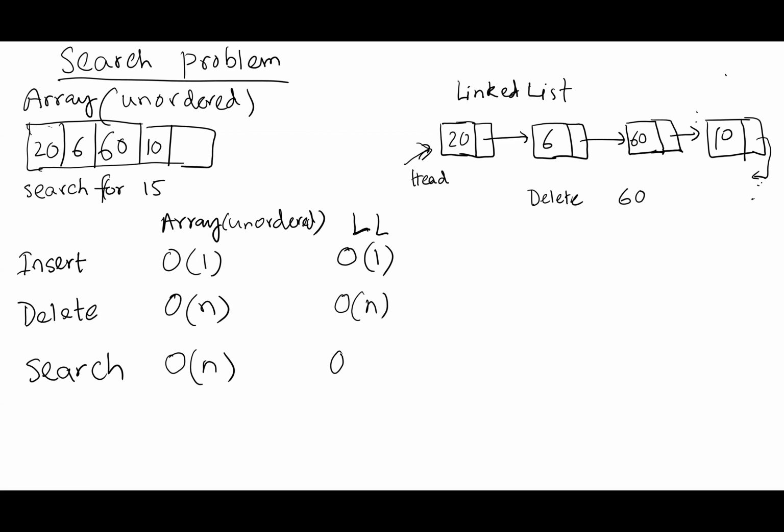Search is again order of n. As you can see, even before deletion, you have to search for it. So you have to start from the head and then go through the nodes to search. Okay, search is order of n for the linked list. Now, suppose we want to make search more efficient, because in data structures we are storing values, and obviously we may need to know what values are in there. So search is a very important operation.